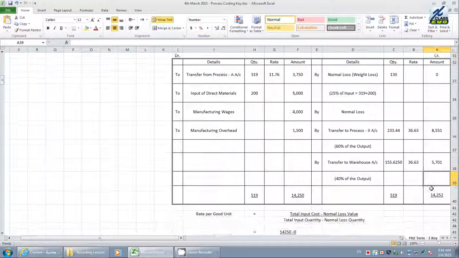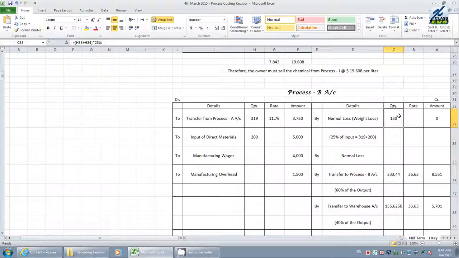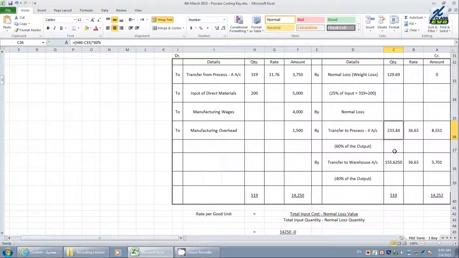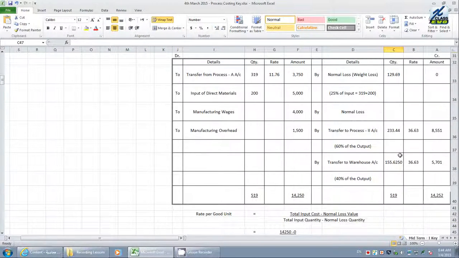Therefore, if you see, the answer must come to the same value, but it is coming a bit more, $2 more. Why is it coming? Let's see here. Yeah, $2 it's okay. For your understanding, it would be taken into consideration.